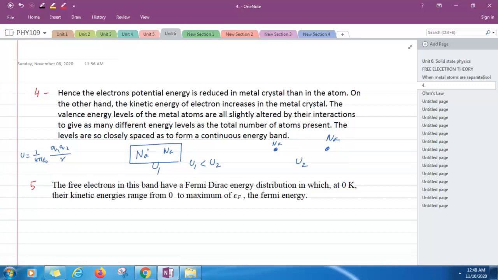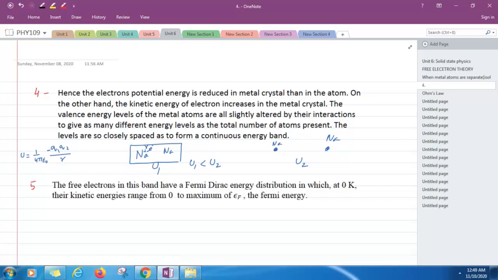If you take an electron and a positive charge, the separation between them is smaller in the crystal. If R is smaller, what will happen? But the electron has a negative charge, so one of the charges will carry a minus sign. So U will be lower in this case as compared to an isolated atom.